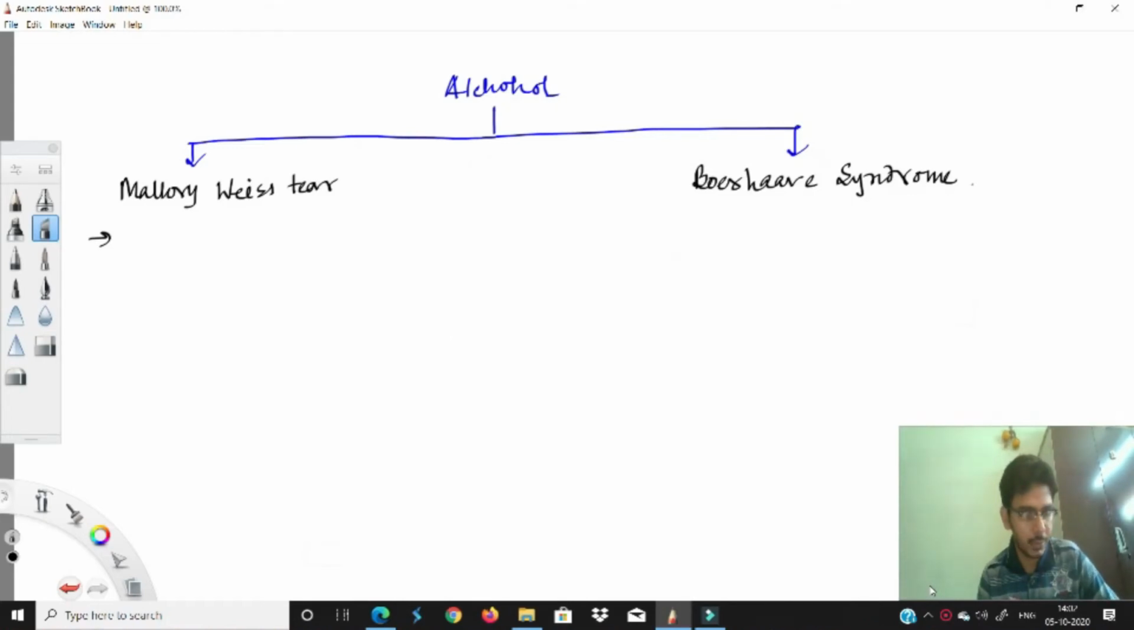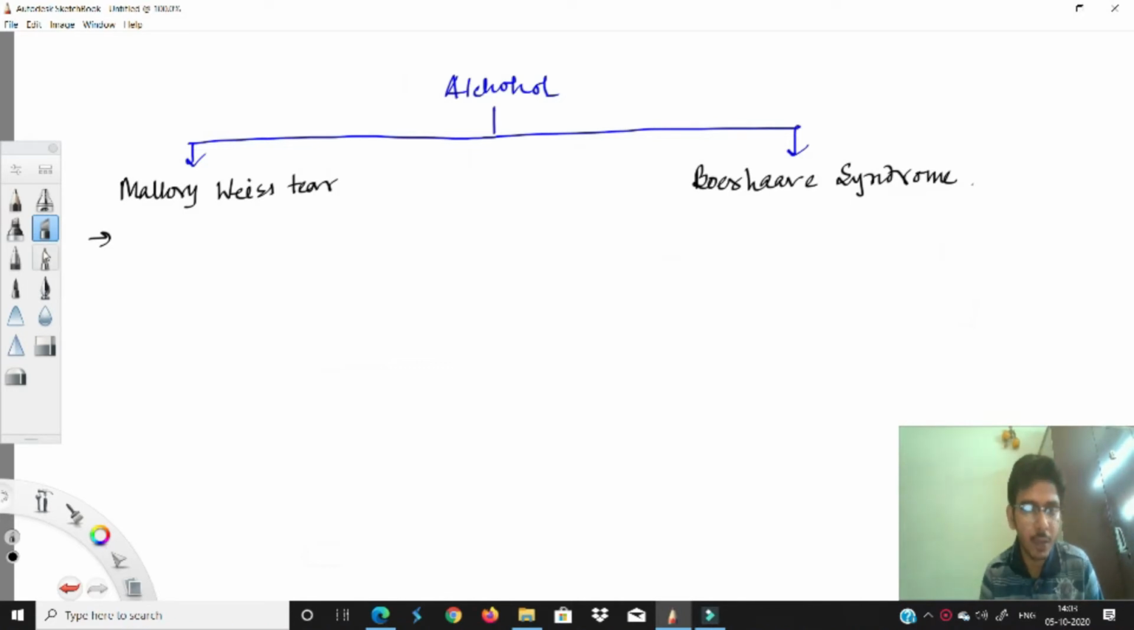Today I am discussing alcohol-induced esophageal disorder. Alcohol-induced esophageal disorder is divided into two diseases. Alcohol causes two major disorders. The first one is Mallory-Weiss tear and the second one is Boerhaave syndrome.